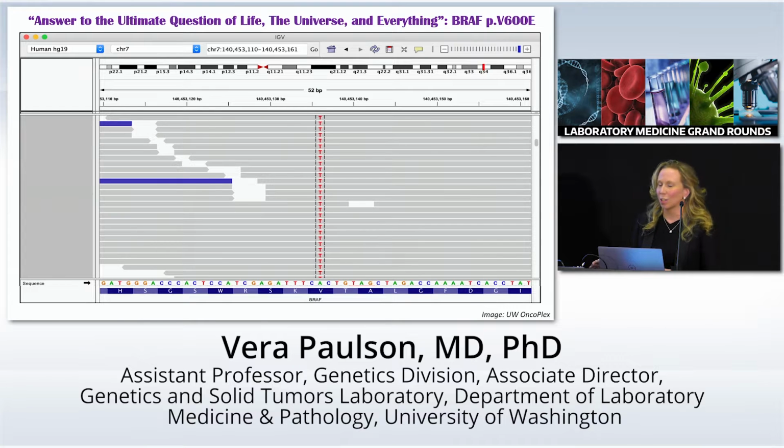You can see the reference at the bottom. There's an A to T change at the valine position. And so, like I said, V600E, right? Look for this to pop up a few times.